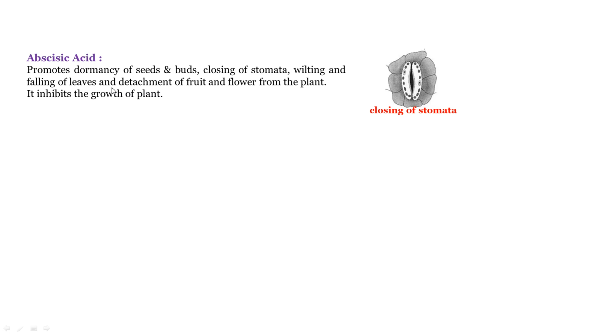Then falling of leaves, detachment of fruit and flower from the plants. So these all activities are the functions of abscisic acid, and it has an inhibition function, that is it inhibits the growth of the plant, रोक देता है plant के growth को.